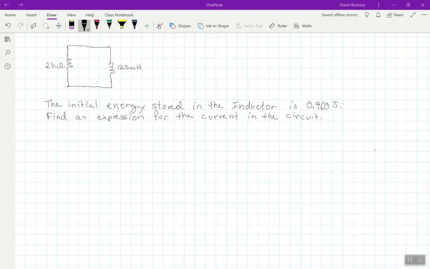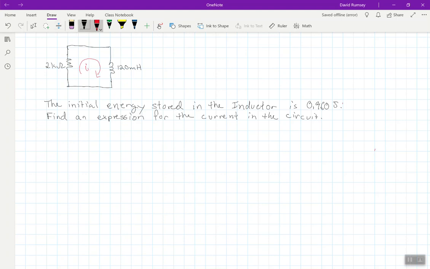Okay, so we're going to look at a couple examples in this video dealing with RL circuits and RC circuits. We're going to first start off with a very simple one here, where it's just literally an R and an L circuit. We are given that the initial energy in the inductor is 0.960 joules, and we're asked to find an expression for the current in the circuit. So we're asked to find this current here.